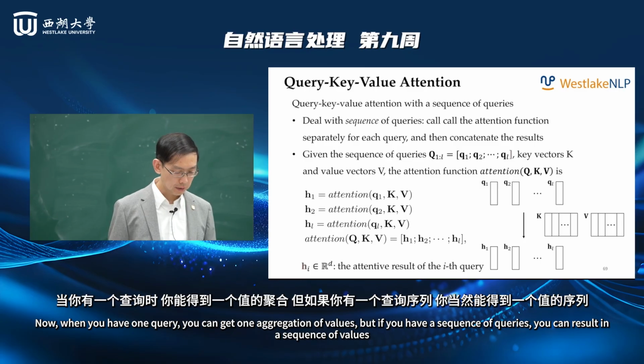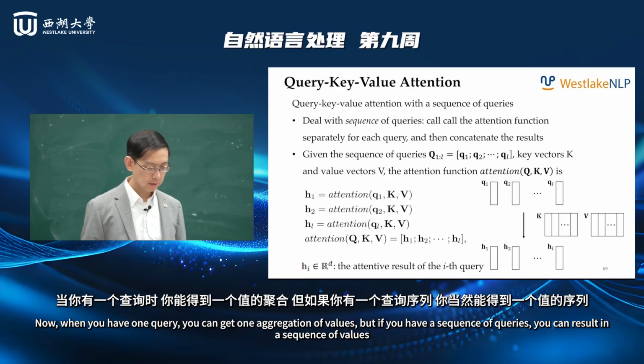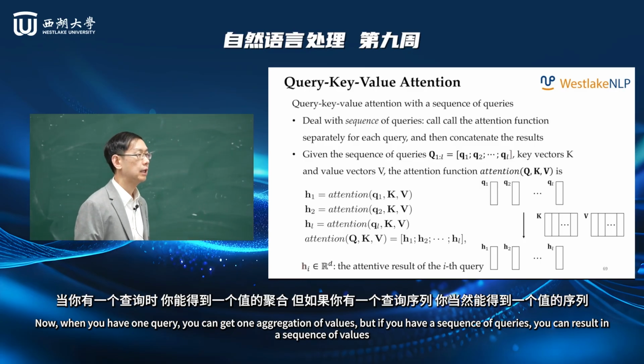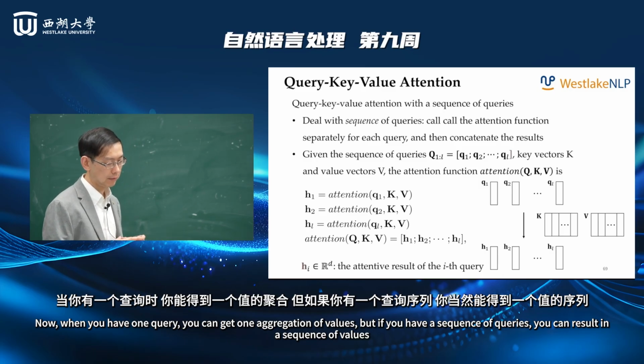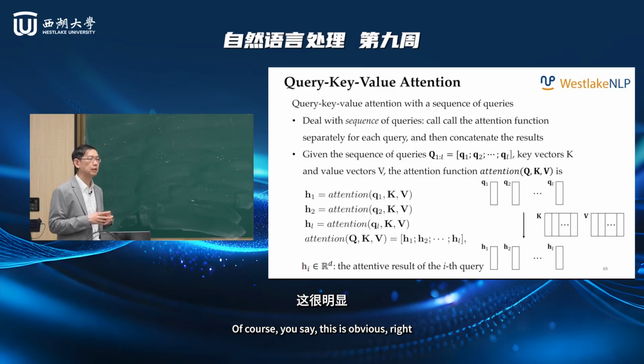Now, when you have one query, you can get one aggregation of values. But if you have a sequence of queries, you can result in a sequence of values. Of course, you say this is obvious, right?